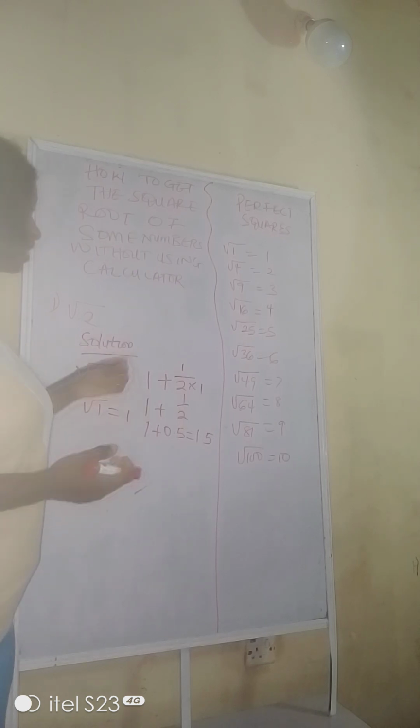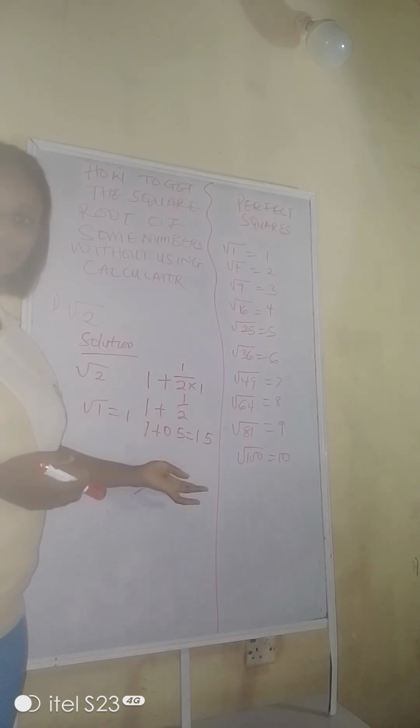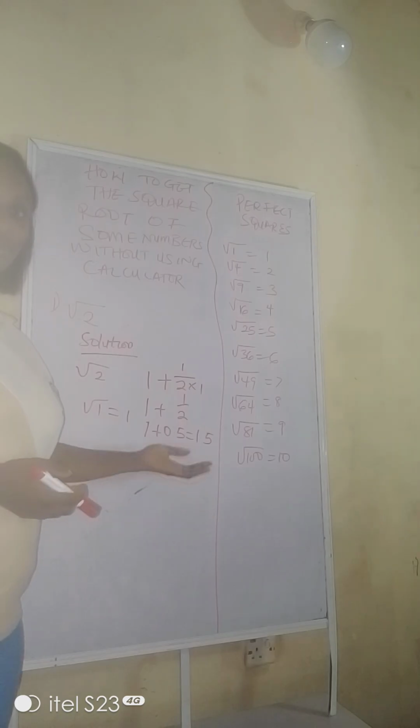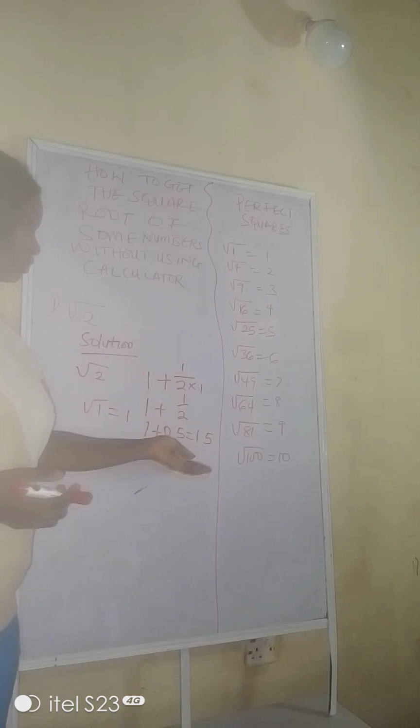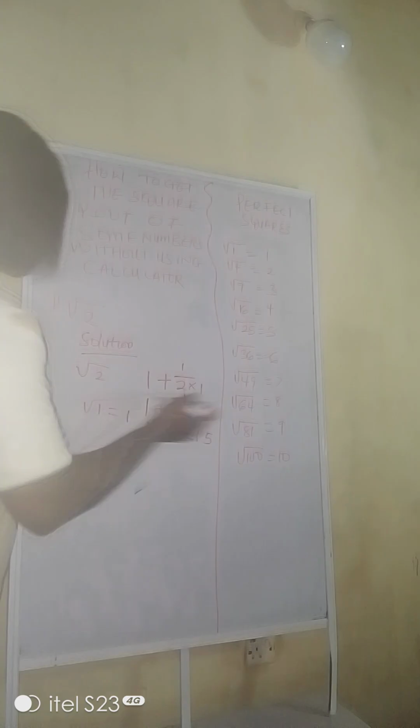That is why I say that you might not get the exact value of the square root, but you can still make do with it. If you are very smart, you can make do with this. So let's try another one.